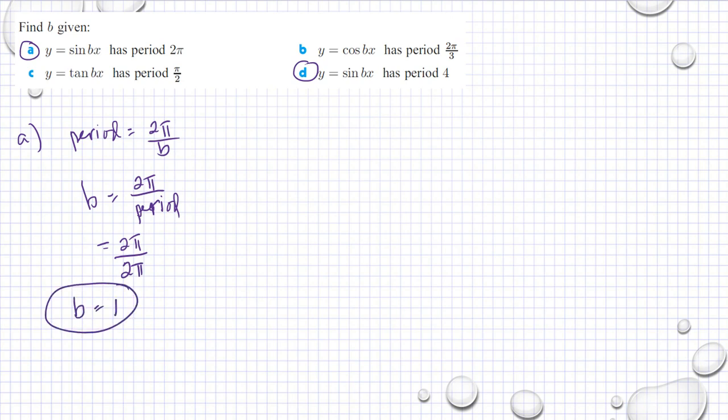Okay. For D, we have B is equal to 2 pi divided by, our period is 4. Then we have pi divided by 2. Our B.